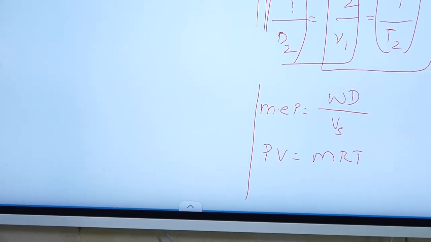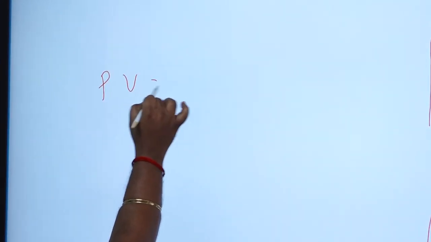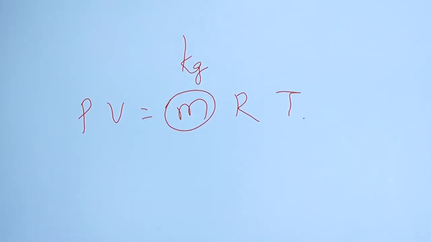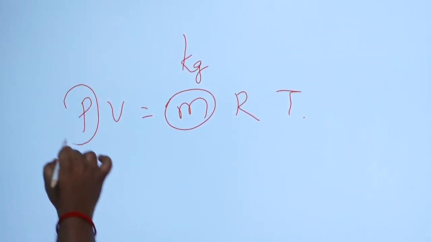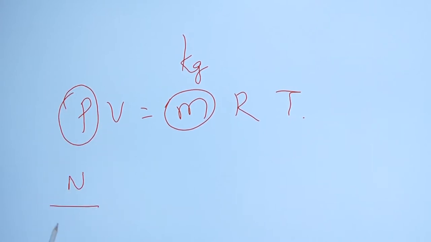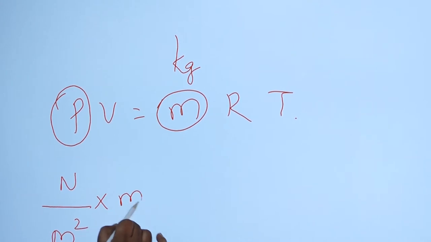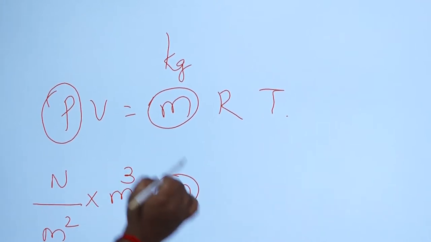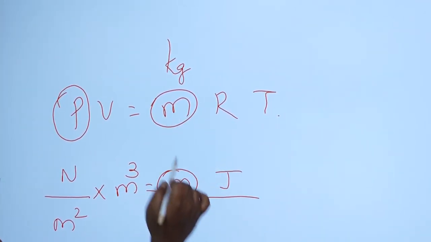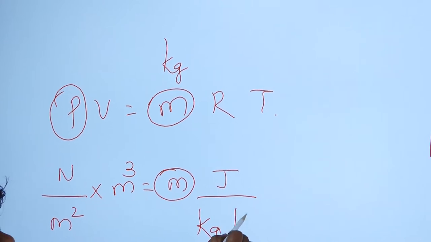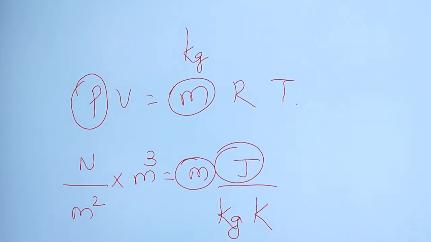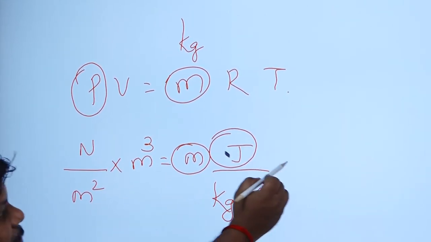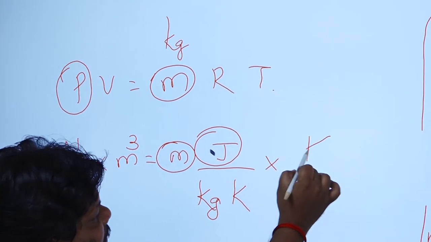Most of the students are making mistakes in this area, because by substituting different units, you are getting wrong answers. So now you can see here, first go to PV is equal to MRT. This M should always be in kilogram. How will we get kilogram? Pressure should always be in Newton per meter square and volume should be in meter cube. So this is equal to M, which is mass, and this characteristic constant R should always be in terms of joule per kilogram Kelvin. Most of the students substitute this value in terms of kilojoule, and you may not be able to get the appropriate answer for T in Kelvin.